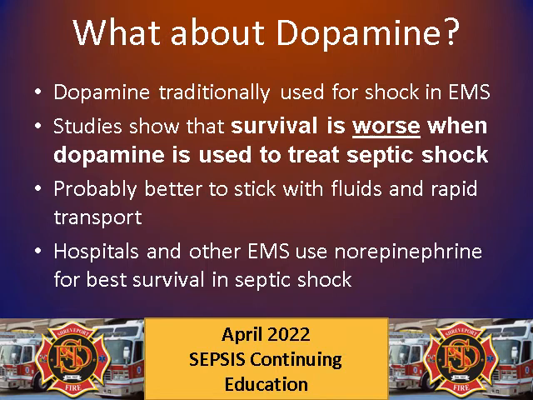So what about dopamine? Dopamine used to be the go-to, man. That was it. Well, dopamine was worse in terms of survival when it came to septic shock, and so it's probably better to stick with fluids and rapid transport.